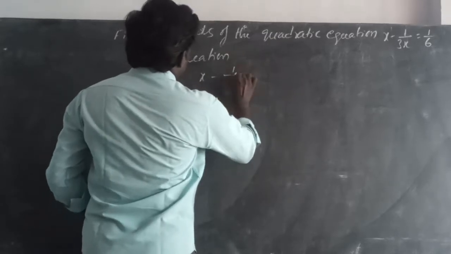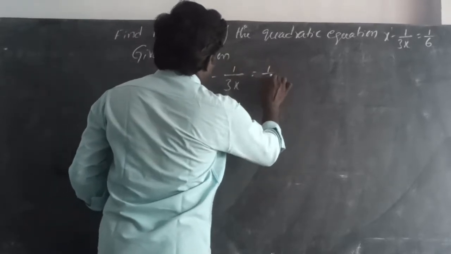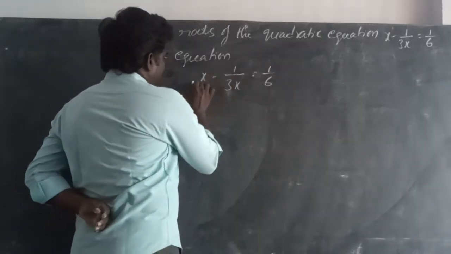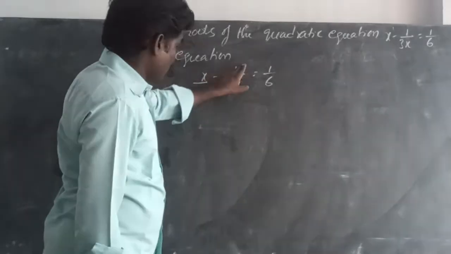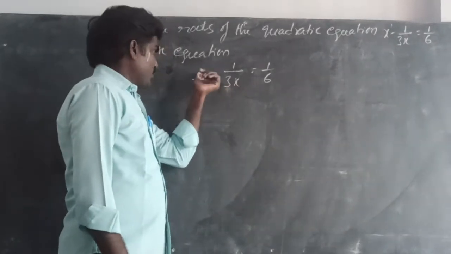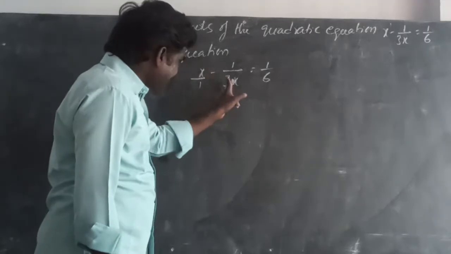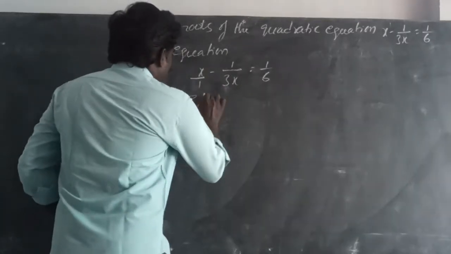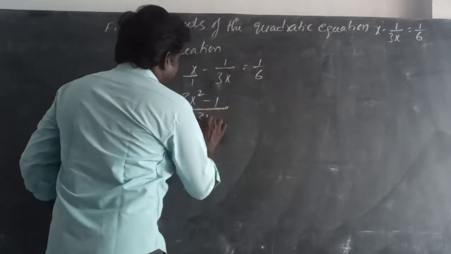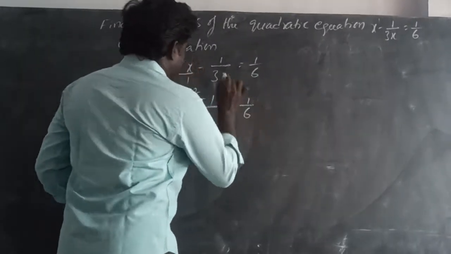Okay, so the given equation is x minus 1 by 3x is equal to 1 by 6. Here the first term is a whole part, that is x by 1. Next one is 1 by 3x. Now both are fractions, so here we can do cross multiplication. x into 3x, 3x square, minus 1 into 1, over 1 into 3x, 3x, is equal to 1 by 6.